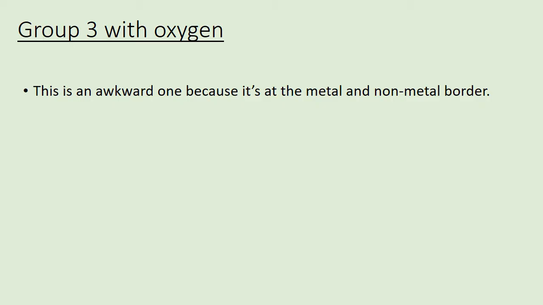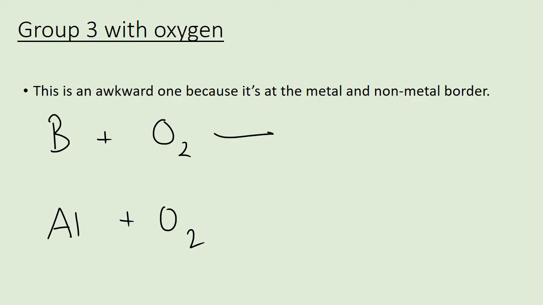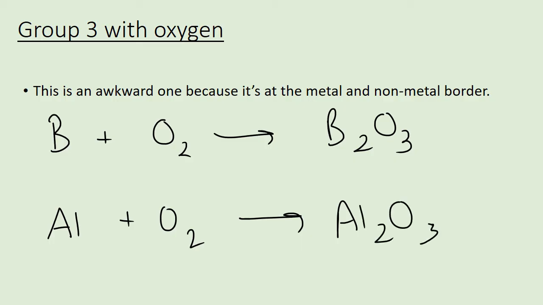Okay, now group 3 is a bit of an awkward one because this lies on the border where you've got boron and we've got aluminium. Now they will both react in the same way, in fact. Okay, they look similar. They will both react in a very similar fashion. Aluminium being more reactive, so this is actually a very fast reaction, the aluminium. Aluminium is very fast. Boron less so, so the aluminium is more reactive.